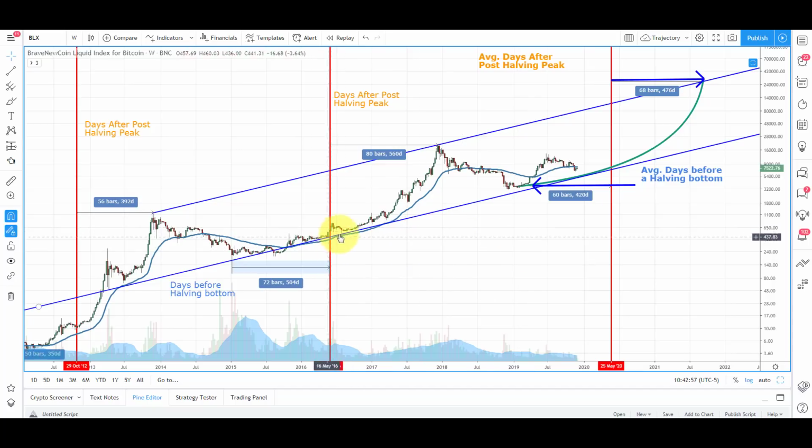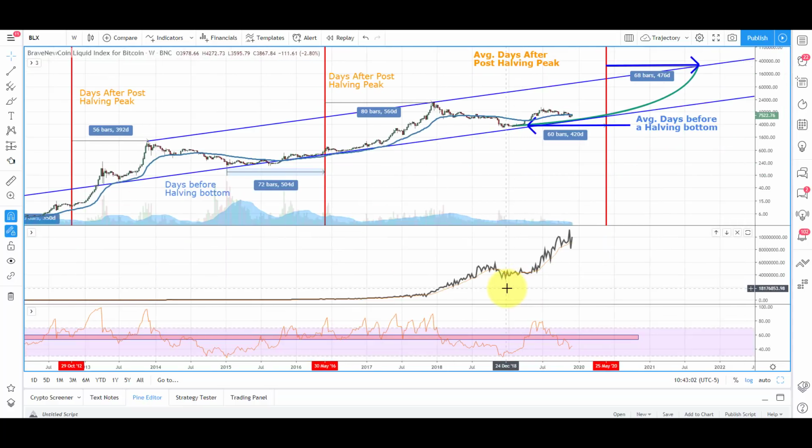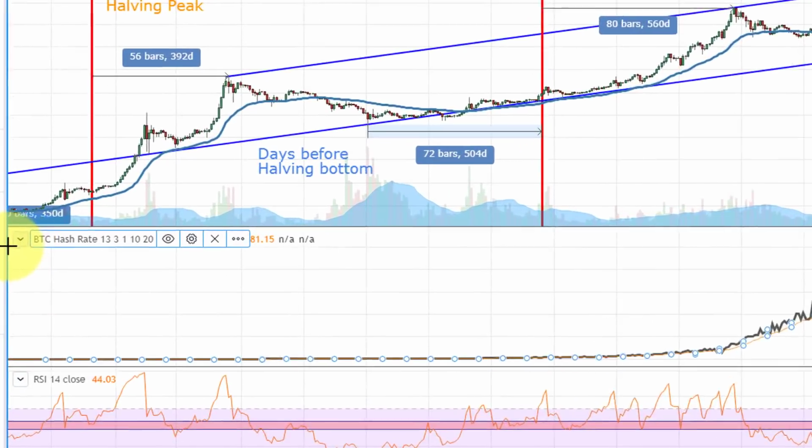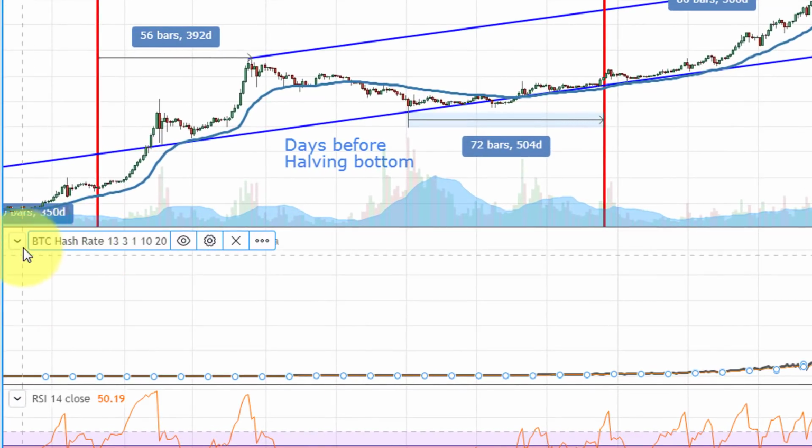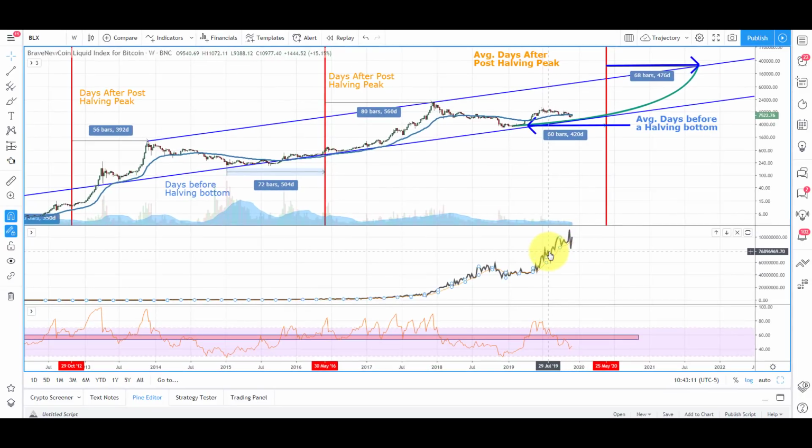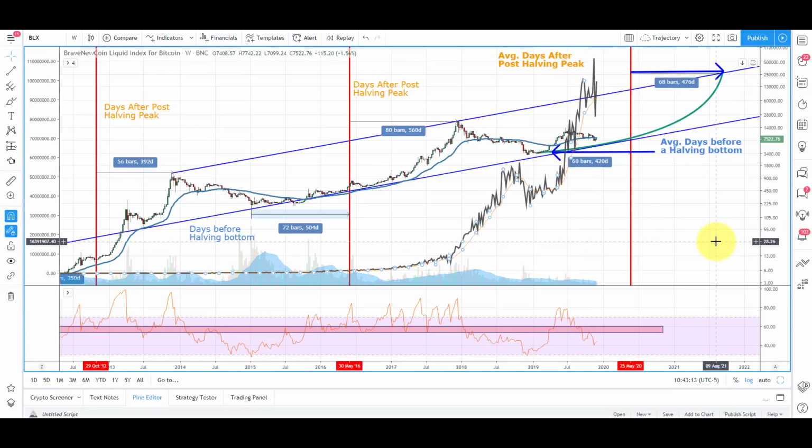So as price cools off at the halvings, right? So this is the concern. What happens to the hash rate? So if we take and we drag, this is another indicator that you guys can take a look at. It's the hash rate, BTC hash rate. It's freely available on TradingView. Drag this up here, and let's make this bigger.